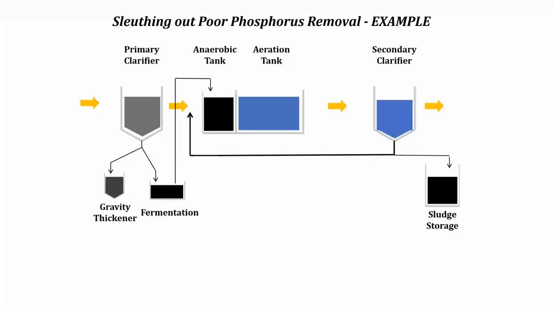So we're going to use an example, sleuthing out for phosphorus removal. Okay, same picture. This one has the side stream fermenter. This picture does not have the internal recycle and the anoxic tank.